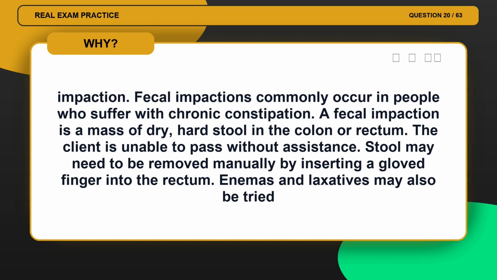A fecal impaction is a mass of dry, hard stool in the colon or rectum. The client is unable to pass it without assistance. Stool may need to be removed manually by inserting a gloved finger into the rectum. Enemas and laxatives may also be tried.